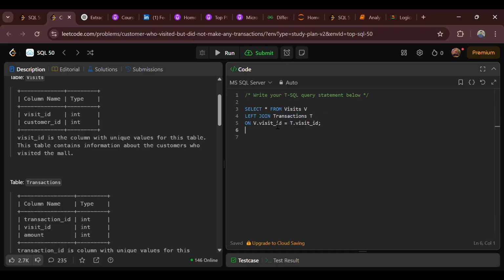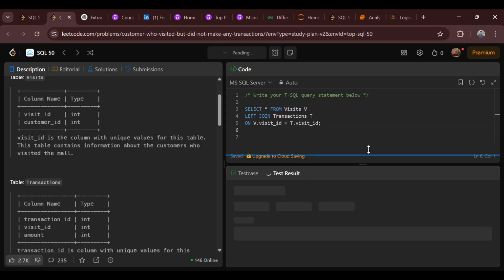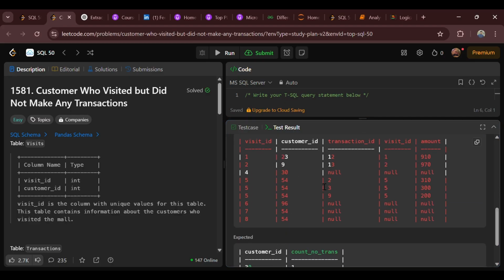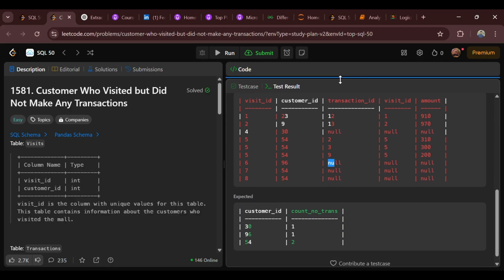So let's run and see what the output is. Understand the output. Wherever this transaction ID is equal to null, I need only those customer ID. You can check for transaction ID equal to null, or you can check for visit ID as well. It totally depends on you, because both will work the same for this particular question. Why? Because if visit ID is not present, that means transaction ID will not be there.